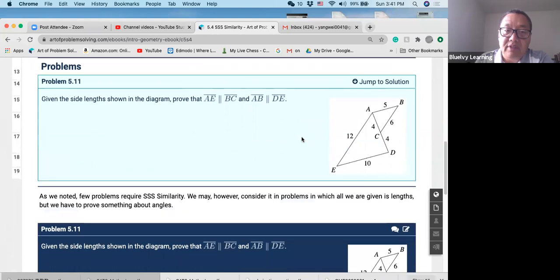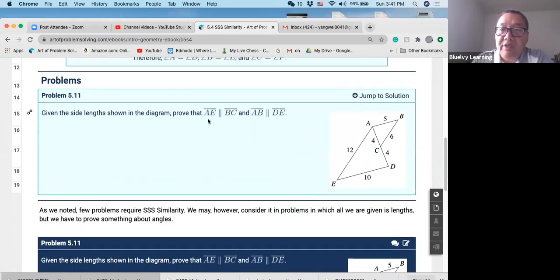Now see this example. AE is parallel with, this one is parallel with BC.